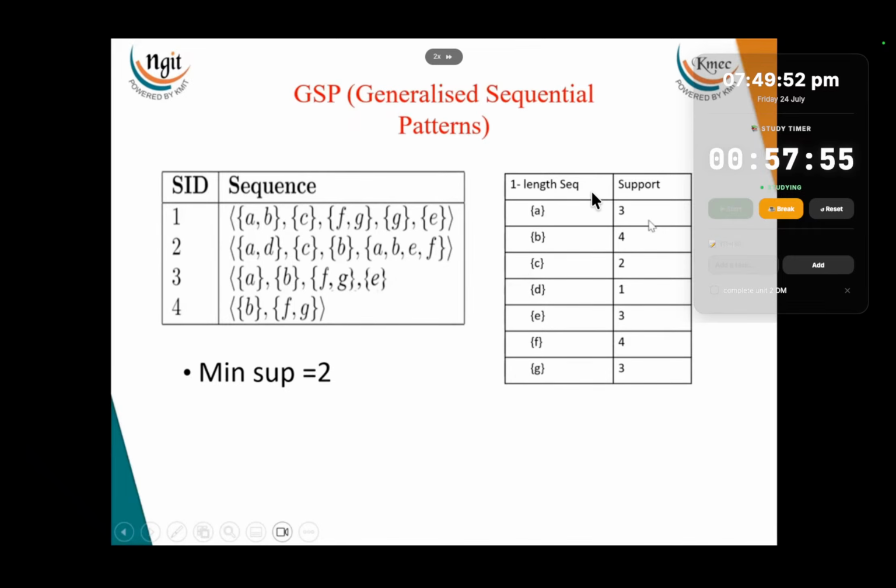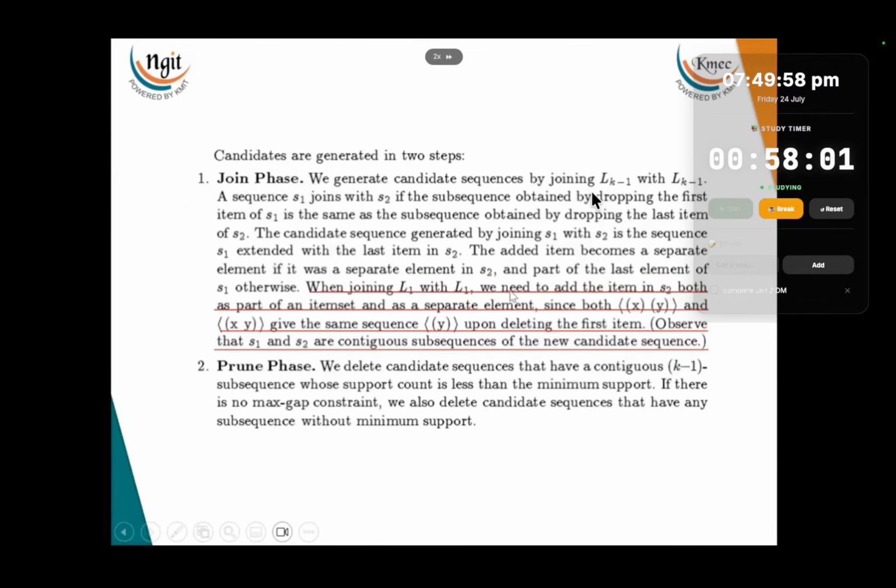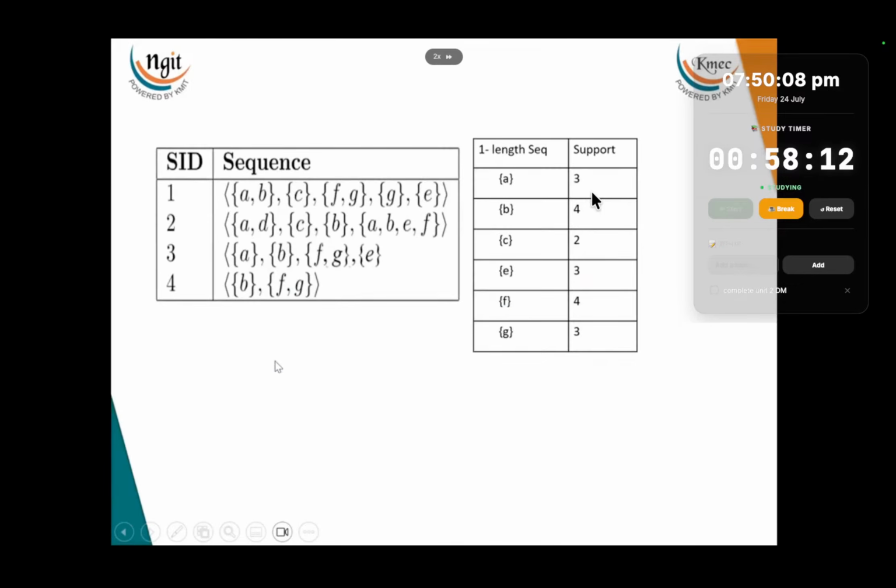When we look at this length-1 sequence support, all the elements satisfy it except D, because it has less than the minimum support count. So this element will be pruned. After this, we need to join L1 with L1. To do this, we have two cases: if X and Y are two elements, X will be in one transaction and Y in a different transaction, and if they are mentioned within the braces, they are in the same transaction. Let us see that.